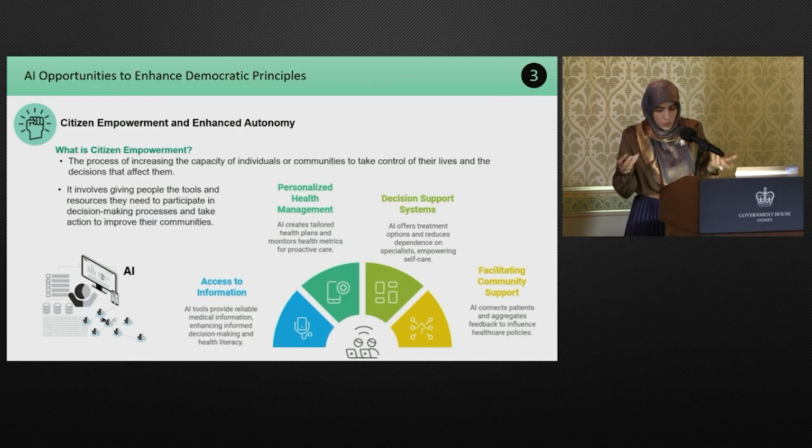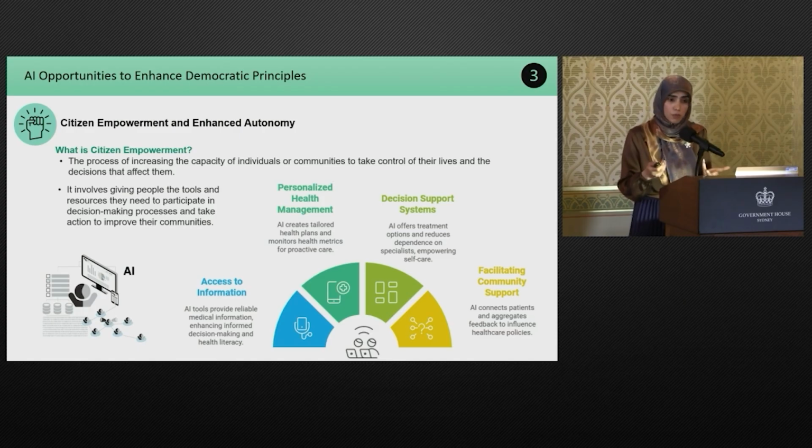So we all know that AI can bring citizen empowerment. There is a dark side of that which has been covered, and I would have a bit of discussion around that, which would be the process of increasing the capacity of individuals to basically take control of the decisions that are affecting them. And basically that involves the tools and resources which provide this information to the citizen. So access to information can be improved in the context of health, personalized health management, as well as decision support system right at your fingertips.